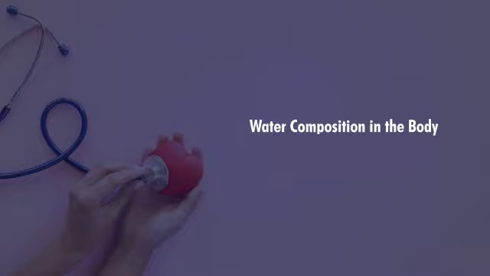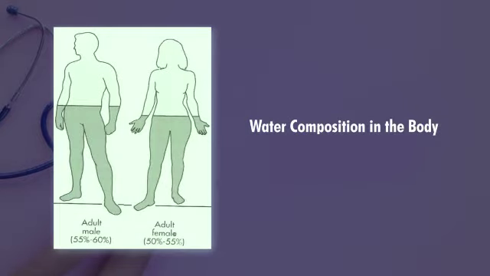Here, as per gender, we can say for an adult male, the range of the water composition in the body is 55 to 60%, and compared to that the adult female has a water composition of 50 to 55%, meaning the female body has less water composition compared to the adult male.